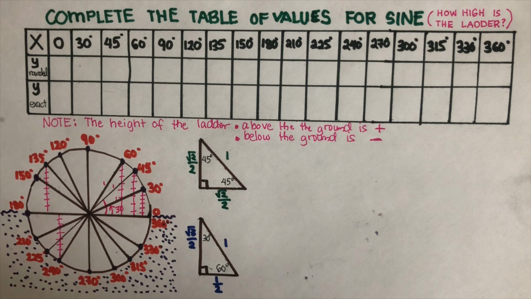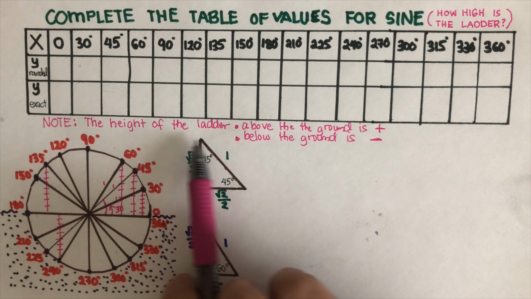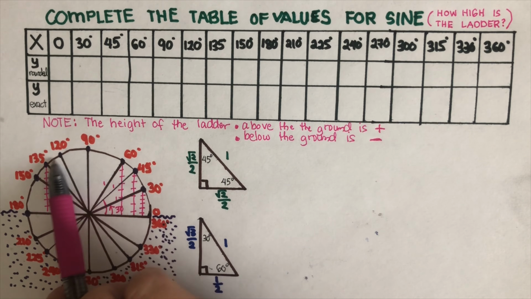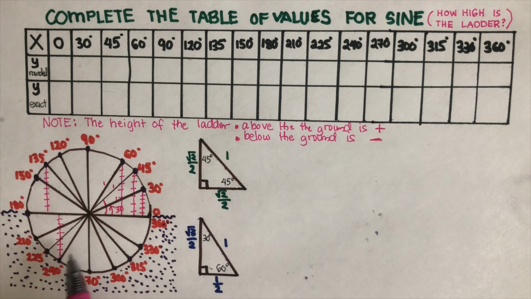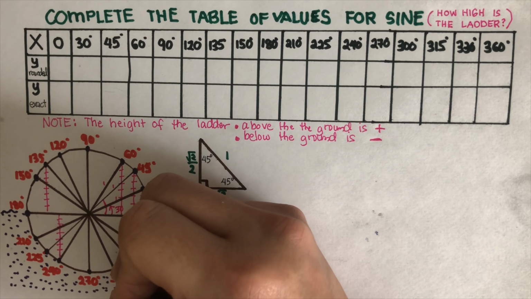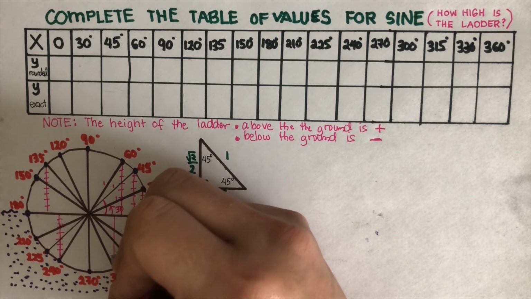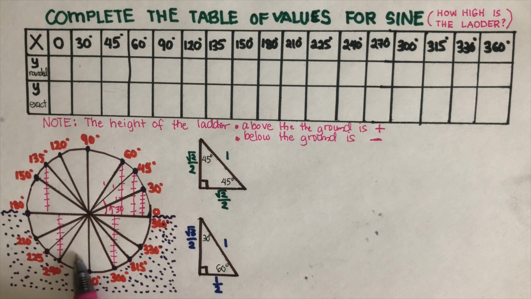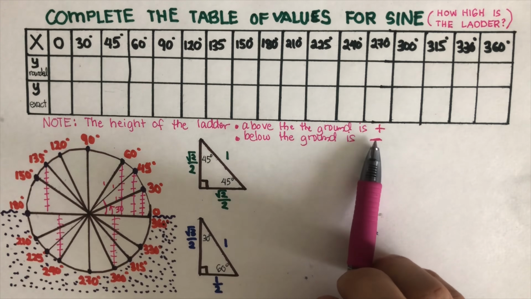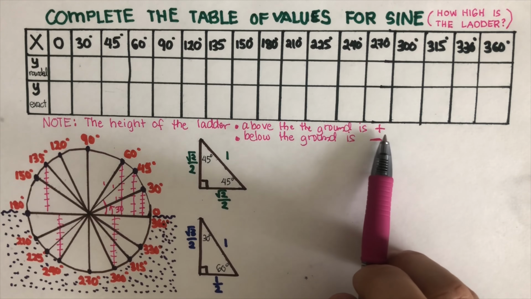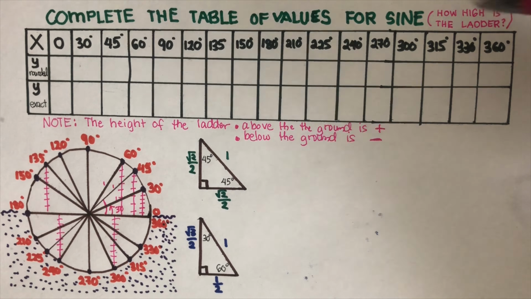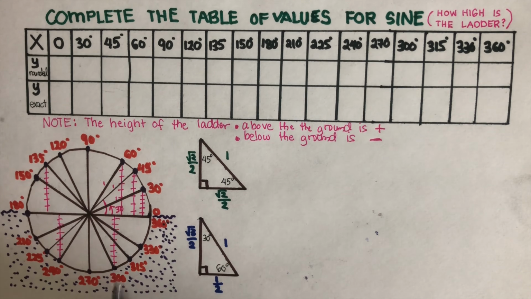This is the reason I have a little note here that says the height of the ladder above the ground is positive. So all of these ladders would be positive, and those below the ground, like 300 here, have an exit ladder where the person needs to go up and exit. All of these ladder measures would be negative, telling us they're under the ground. If it's above the ground, it's positive. Now, we are ready to determine how high each of these ladders is.